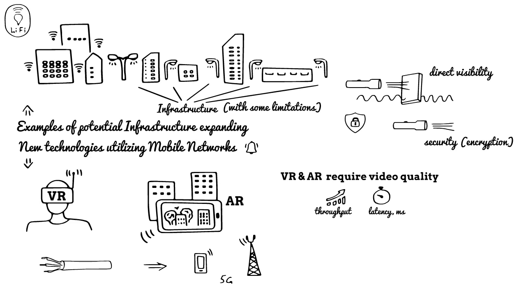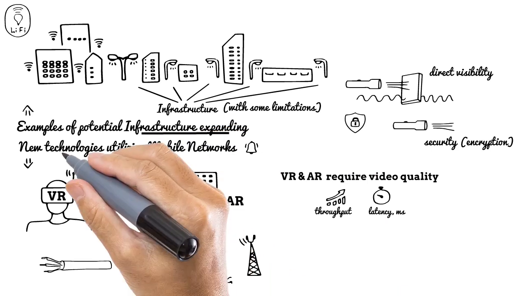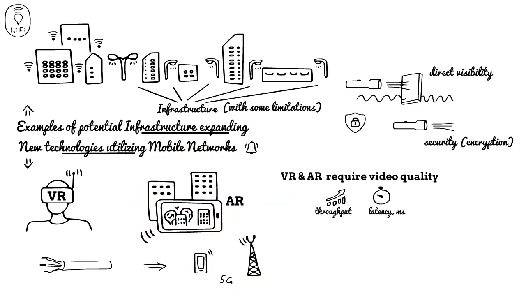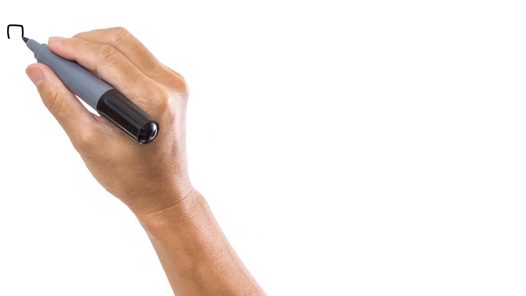Those were a few examples showing potential expansion to be seen in future in the first aspect, wireless infrastructure, Wi-Fi and Li-Fi, and the second aspect, convergence, simultaneous use of mobile network technology utilized by other technologies like VR, AR. Going to the next topic: how knowledge of mobile networks could also be useful to you.